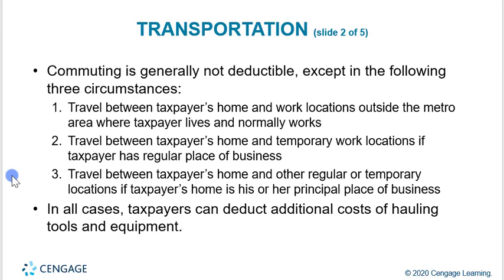Except in the following three special circumstances: the travel between taxpayer's home and a work location outside of the metro area where the taxpayer lives and normally works; travel between taxpayer's home and a temporary work location if the taxpayer has a regular place of business; and travel between the taxpayer's home and another regular or temporary location if the taxpayer's home is his or her principal place of business. So in all cases, the taxpayer can deduct additional costs of hauling tools and equipment.